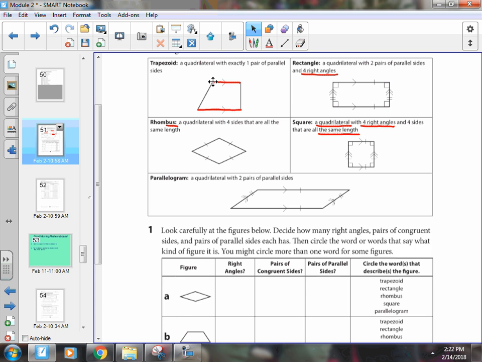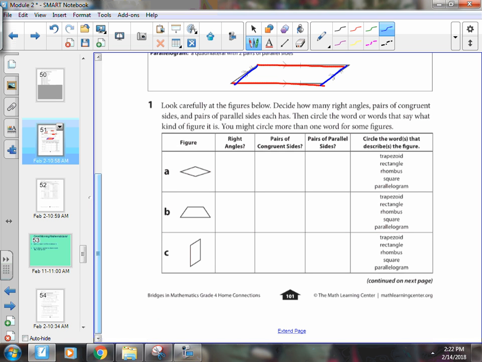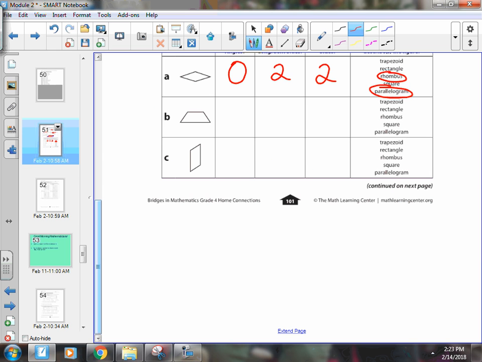A parallelogram only applies to 4-sided shapes, and it's when the top is parallel to the bottom and the left is parallel to the right. Filling out this table for number 1, that first picture has 0 right angles, 2 pair of congruent sides, and 2 pair of parallel sides. It's definitely a parallelogram, but I think I would also accept rhombus because to me, it looks like those 4 sides are the same length. So I think circling 2 things is appropriate for letter A.